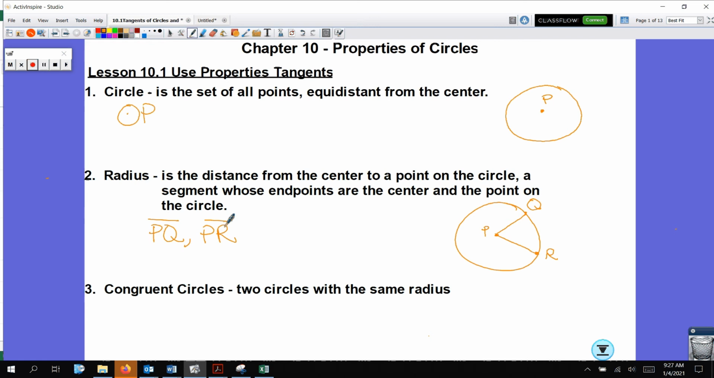All right, number 3, congruent circles. Two circles with the same radius. If I drew two circles, this one has a radius of 7, so the other circle must also have a radius of 7 in order for it to be congruent. If you need to pause this video to write these definitions down, please do so now.